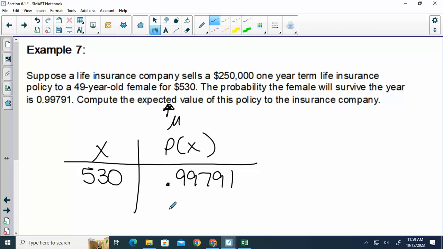Okay, the other option, they have to pay. So how would I find that probability? So we get 0.00209. Okay, but in that scenario, if they have to pay out, how much money are they paying? $250,000. Now, they didn't lose all $250,000, right? Because she started the year by paying them $530. So the actual loss would be $250,000 minus the $530 she paid them.